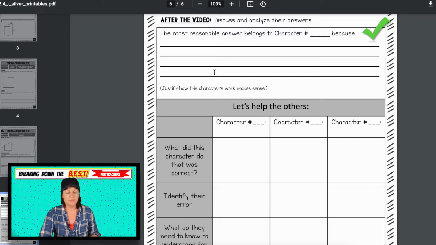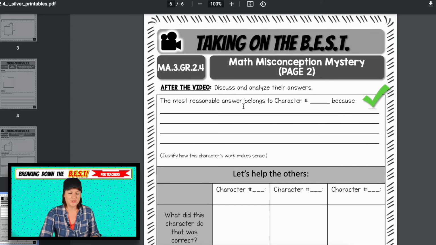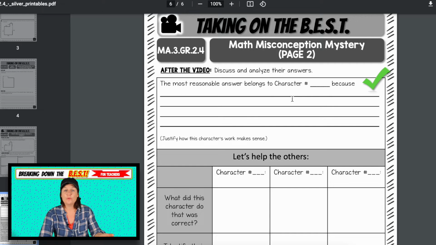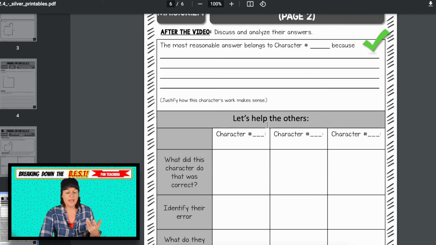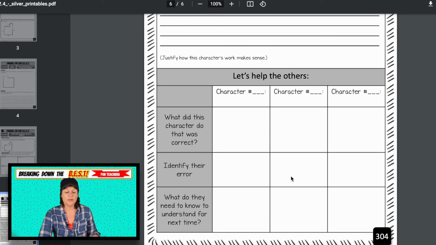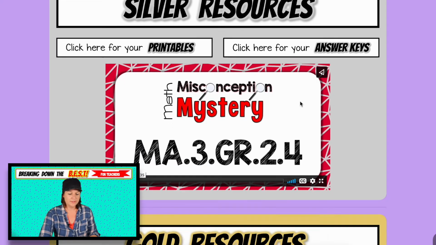It's page 6 of this document, but it's page 2 of Math Misconception Mystery. They'll determine who the most reasonable answer belongs to, and then evaluate the work of the others, including trying to discover what the characters did that was correct, even though they made a mistake. So finding the good in the mistake. Okay, so that's your silver.